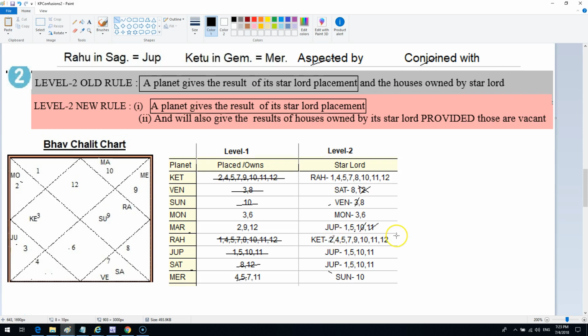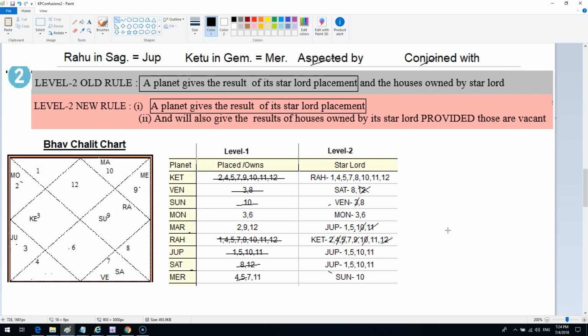Some of these houses have come from aspect and conjunction, all that anyway we'll strike out. Fourth house is owned by Mercury, but since Ketu is there, we have to strike it out. Fifth is owned by Mercury, but Jupiter is there, so we have to strike it out. Seventh we will keep because this is a vacant house. And ninth might have come because of other reasons. 10th we are going to strike out. 11 is where Mercury is, so we are going to keep this.